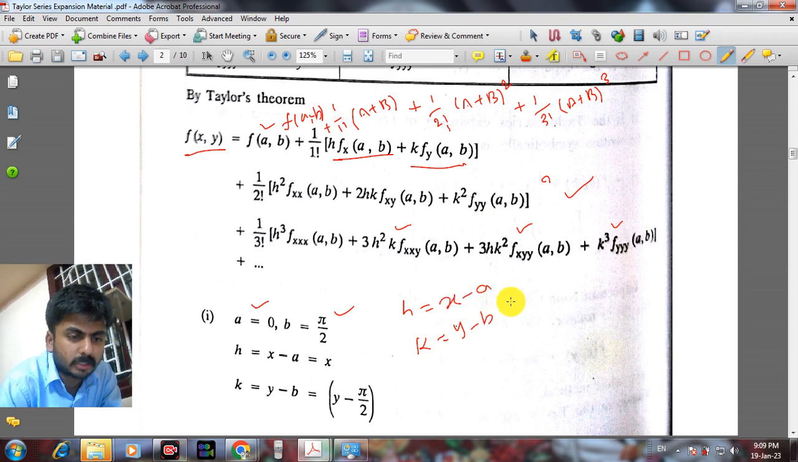So x minus a means it is x, and y minus b means it is y minus pi by 2. So here in the formula, f of a comma b means you have to substitute, instead of f of x comma y, f of a comma b. So what is our f of x comma y? Our f of x comma y is e power x cos y.